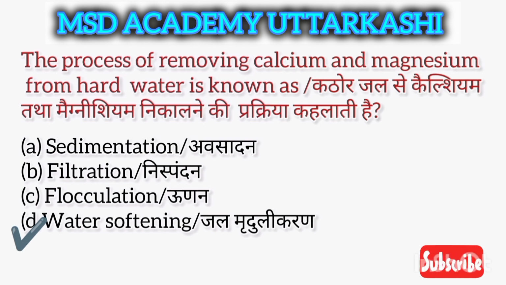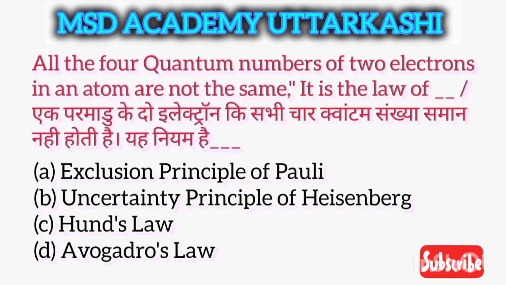Next question. All the four quantum numbers of two electrons in an atom are not the same. It is the law of option A exclusion of Pauli, option B uncertainty principle of Heisenberg, option C Hund's law, option D Avogadro's law. So the correct answer is option A exclusion principle of Pauli.